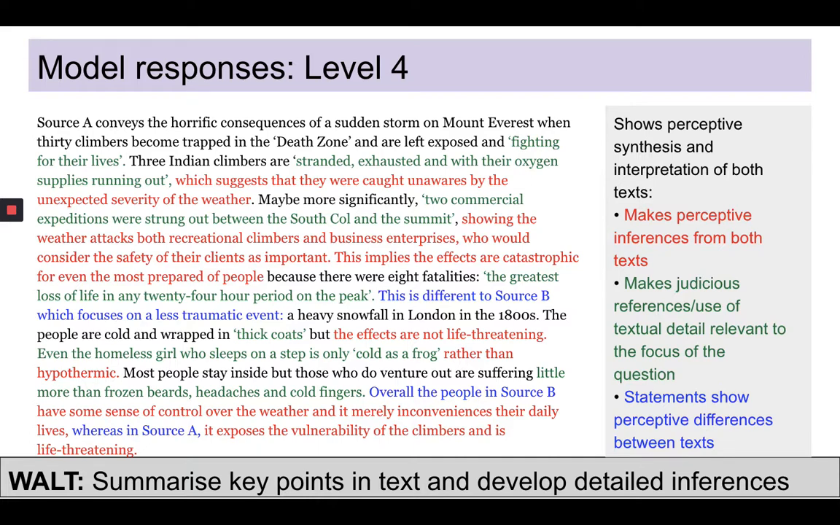This implies the effects are catastrophic, even for the most prepared of people. And then this is different to source B, and I shift to the next text as well. All right, this is a good response. This would maybe get 7 out of 8 marks. I think it could do with a bit more inference, and perhaps some more perceptive differences in statements. If the structure of the paragraph is a bit better, it'd get probably a good 8 out of 8.